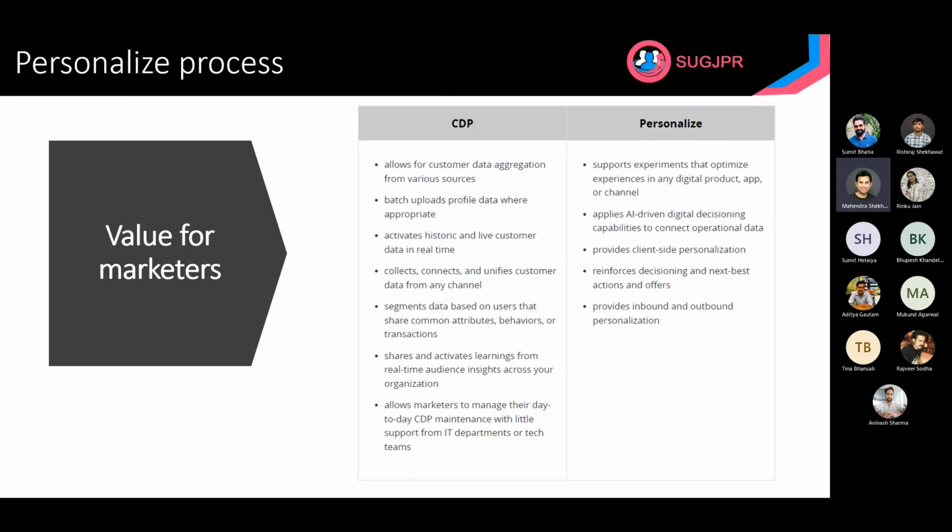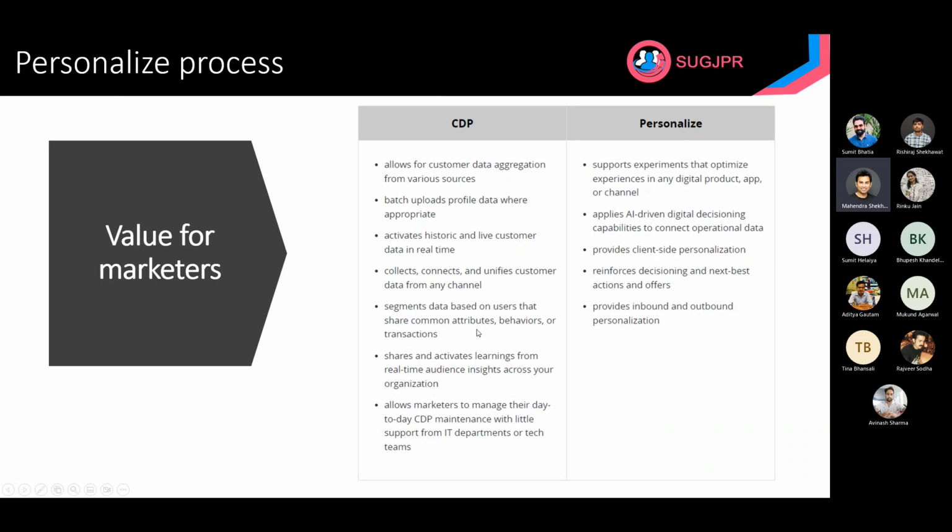It activates historic and live customer data in real time. So if you have some kind of historical data about your customer and there is some live data for your customer, it can be used in real time for that customer data. It collects and connects the unified customer data from different channels. It segments data based on users that share common attribute, behavior or transaction. So basically it could be a common attribute between different users.